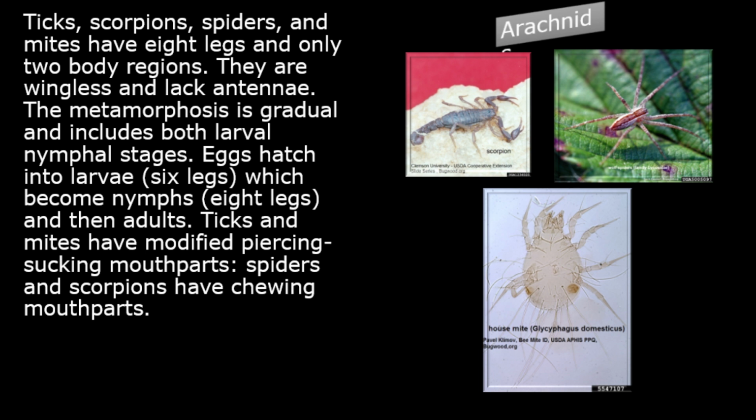The metamorphosis is gradual and includes both larval and nymphal stages. Eggs hatch into larvae, 6 legs, which become nymphs, 8 legs, and then adults. Ticks and mites have modified, piercing, sucking mouth parts. Spiders and scorpions have chewing mouth parts.